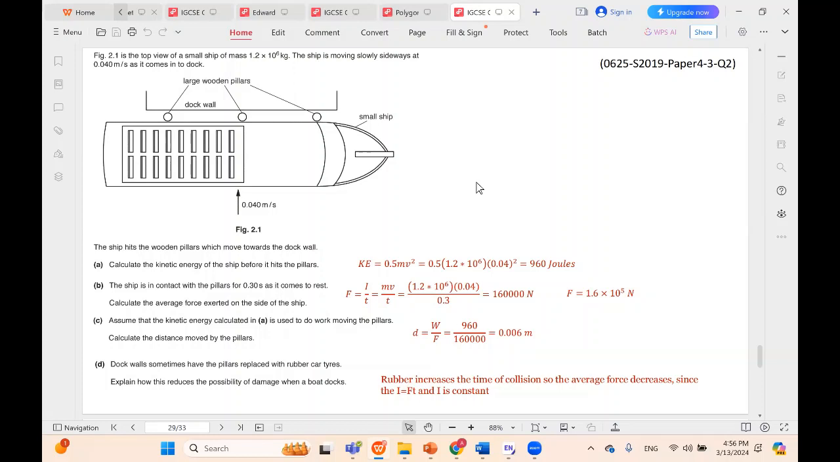Dock walls sometimes have the pillars replaced with rubber car tires. Explain how this reduces the possibility of damage when a boat docks. Because rubber has the ability to absorb shock. It increases the time of the collision. It changes shape to absorb the shock, so it increases the time. And like we said in previous problems, if the time increases, then the force decreases for the same impulse. So if we have the same collision occurring twice and one of them occurs in longer time, it will result in a smaller force, of course.